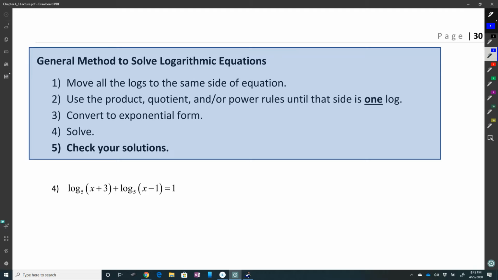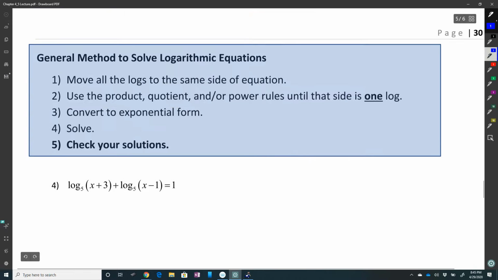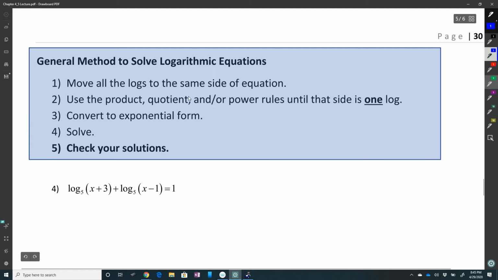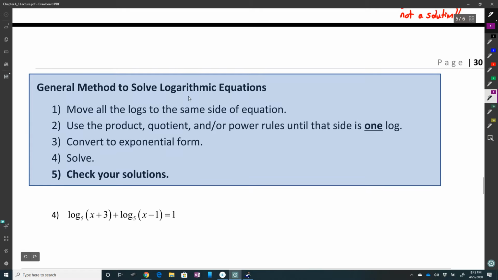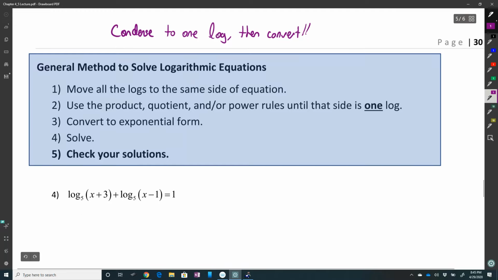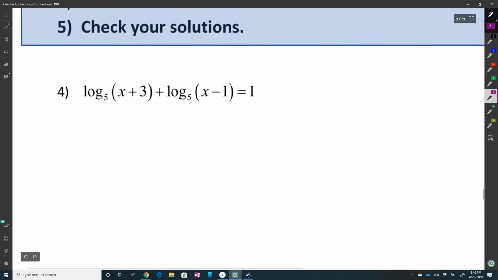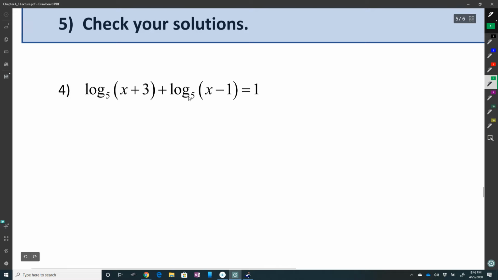So, the last type of problem I'm going to do is not everything is a log. And so what you're going to do here is you're going to condense to one log. And then you're going to convert. That's basically it. Okay, condense and convert. So if not everything's a log, like in this case, notice that this term here is not a log.